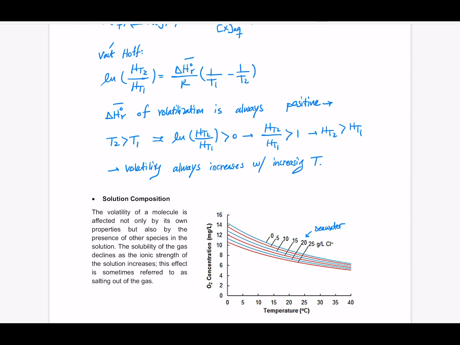The concentration of dissolved oxygen in seawater is different than in a fresh lake, for example, even though they're exposed to the same gas at the same partial pressure. The reason is basically this one. This might be a good question for the exam also. So, the salting out effect and temperature, those are basically the two factors.